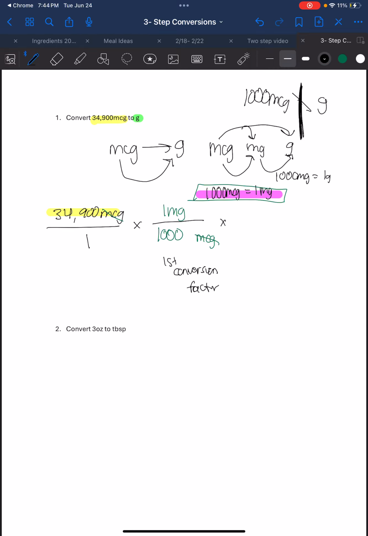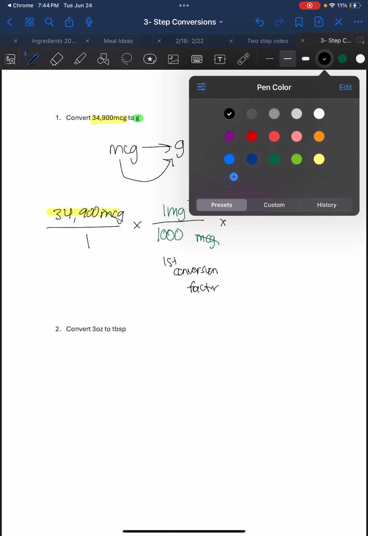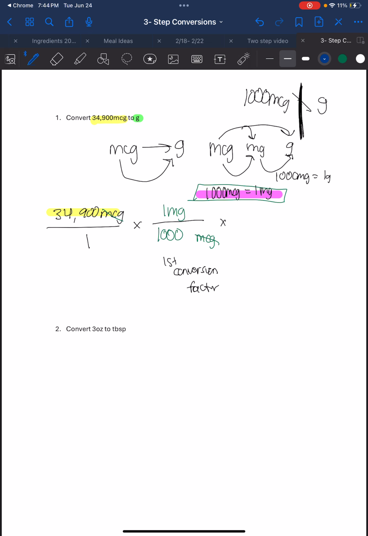And then for this equation, we have to involve a second conversion factor. I'm going to write that one in blue, which is milligrams to grams. To get milligrams to cancel out and end up in grams, because that's what we want, we have to put milligrams on the bottom. So milligrams on the bottom cancels that out. We know that 1,000 milligrams equals 1 gram. So we're going to put 1,000 on the bottom and 1 gram on top. Okay, and like usual, we're going to multiply across.